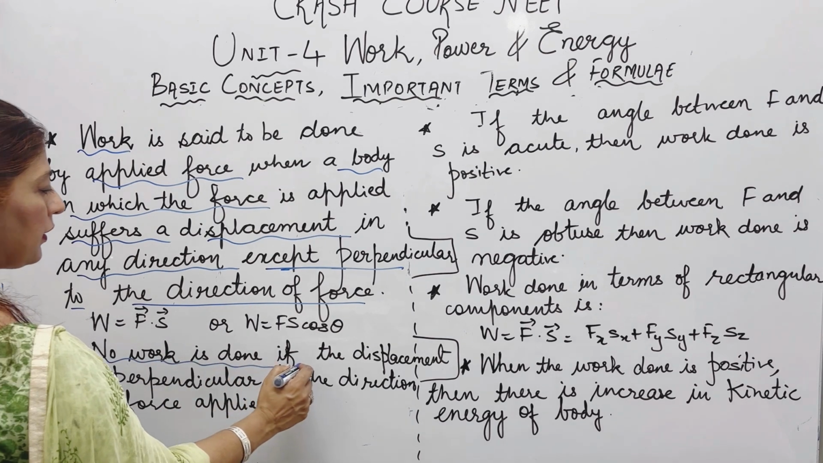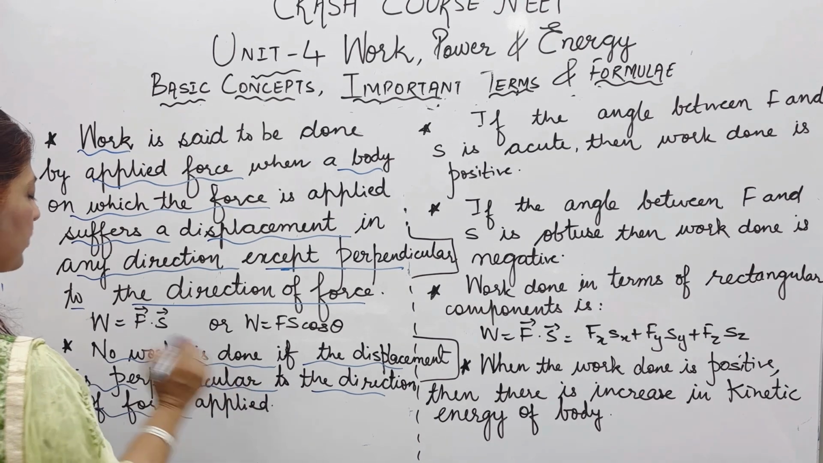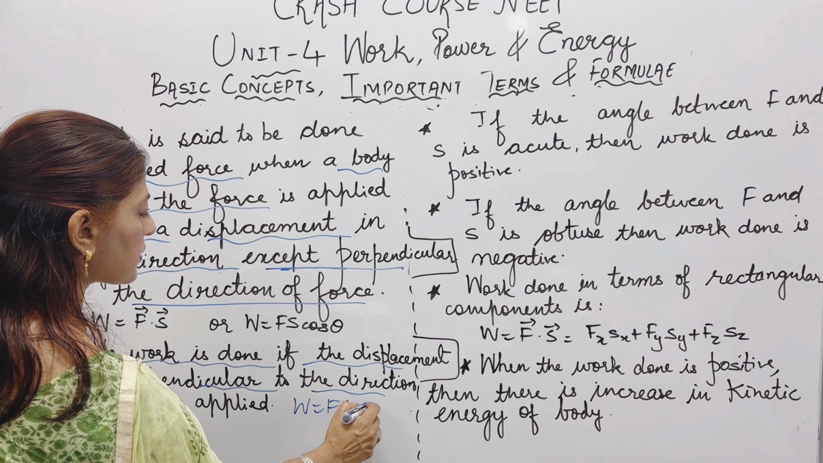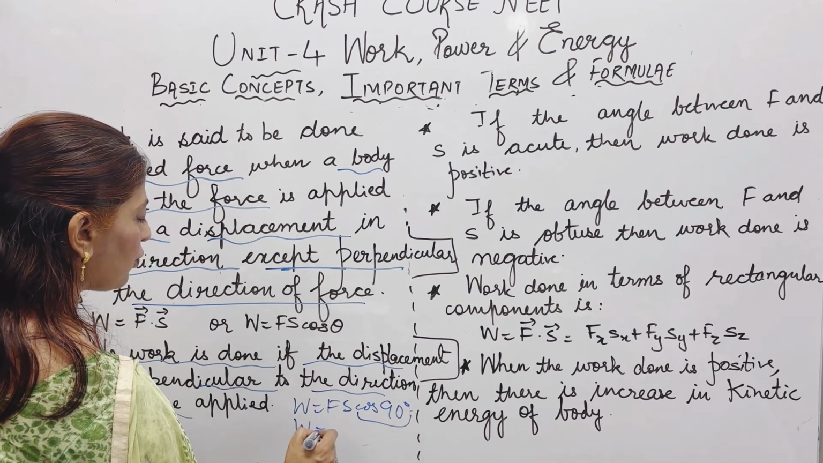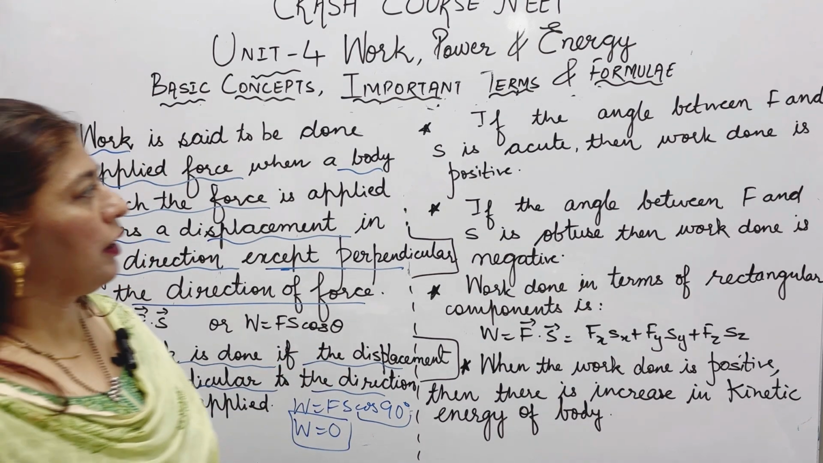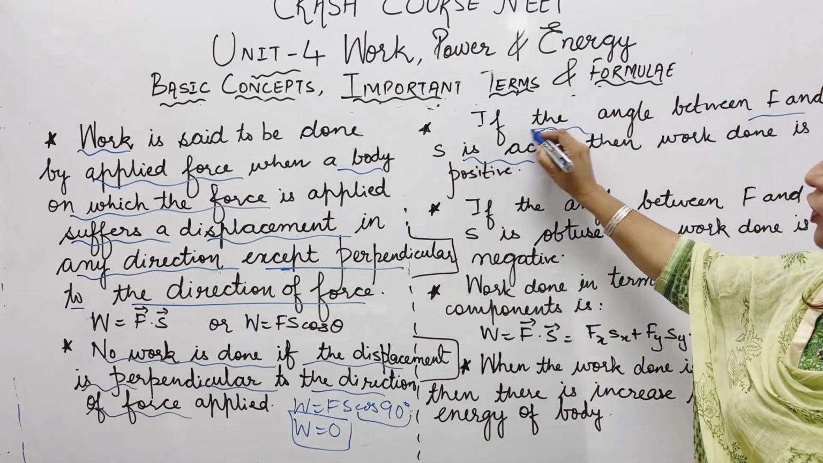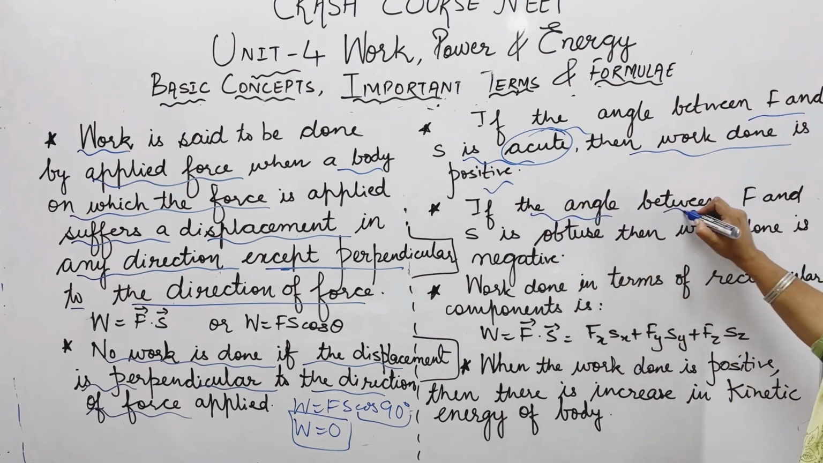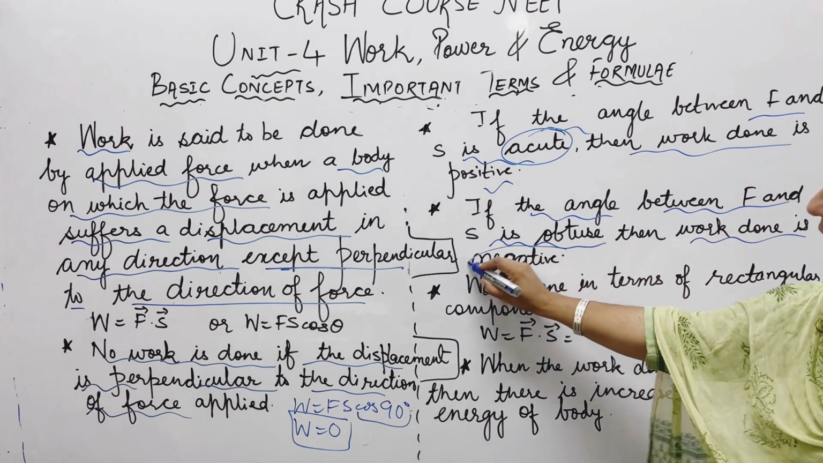No work is done if the displacement is perpendicular to the direction of the force applied. Since work done is equal to F s cos 90, when the direction is perpendicular, cos 90 is 0. So work done comes out 0. This is the reason no work is done. If the angle between the force and the displacement is acute, then work done is positive. If the angle between the force and the displacement is obtuse, then work done is negative.